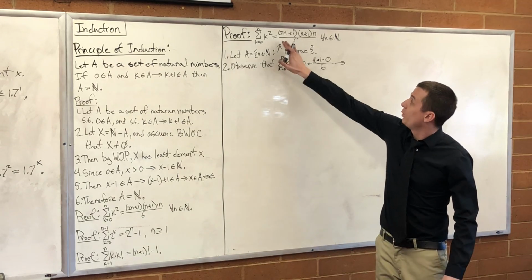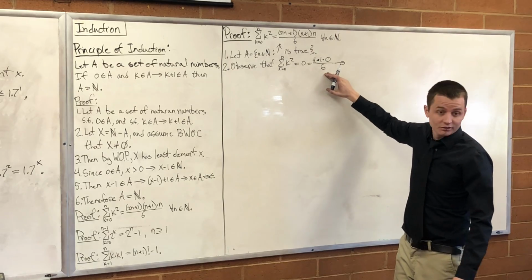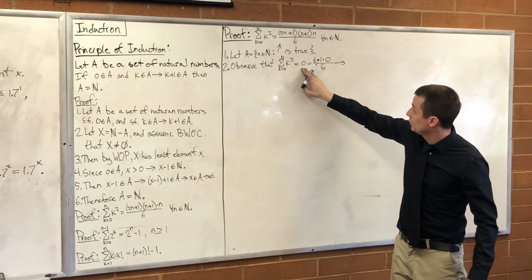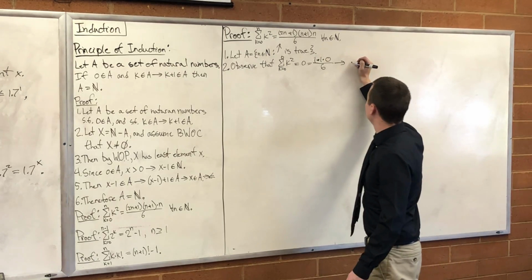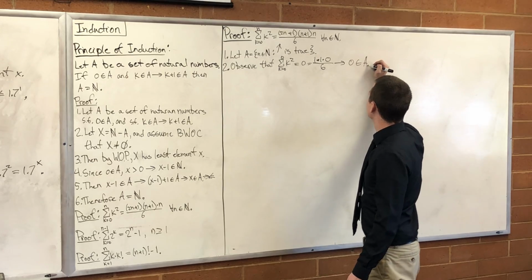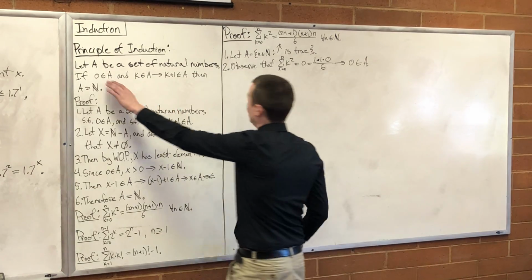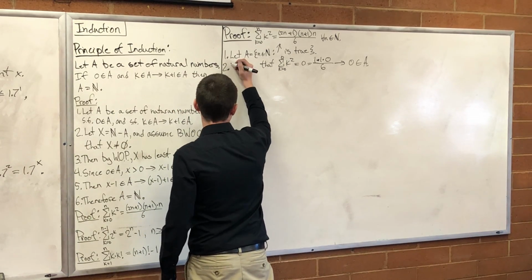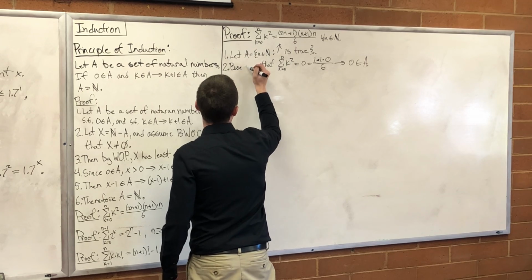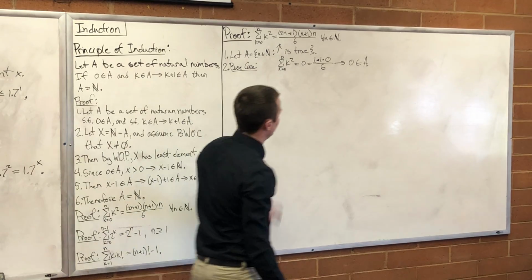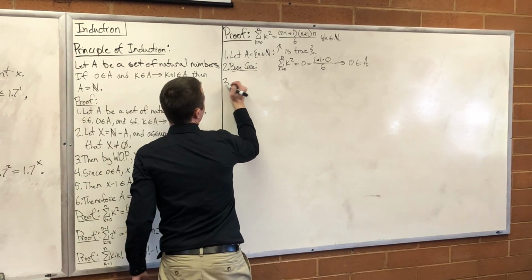So when I plug in 0 for n, I get this, which is true. I get 0 is equal to 0. So that gives me that 0 is in A. We call that the base case. Typically when we show that 0's in A, instead of "observe," we write "base case" to let you know that's what we're doing. That gives me 0's in A. Base case.